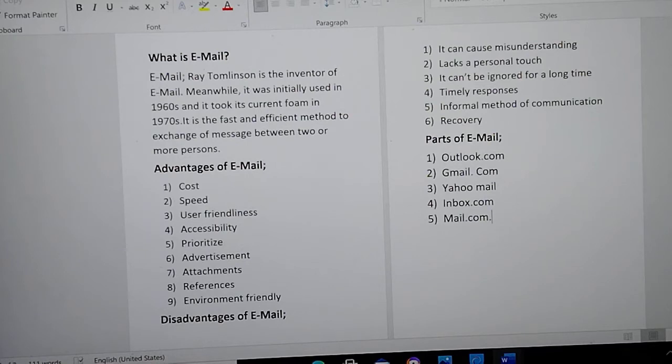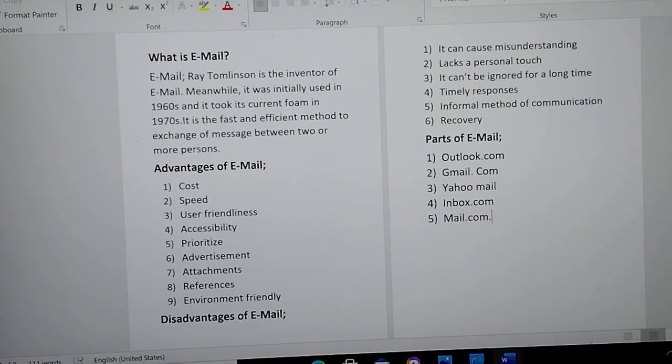The seventh point, attachments. Usage of attachments is another feature of email. References means emails always carry the reference of other messages. And the last point, environment friendly. It is an electronic service that doesn't require any paper for functioning. A paperless service means that there is no actual damage caused to the environment.